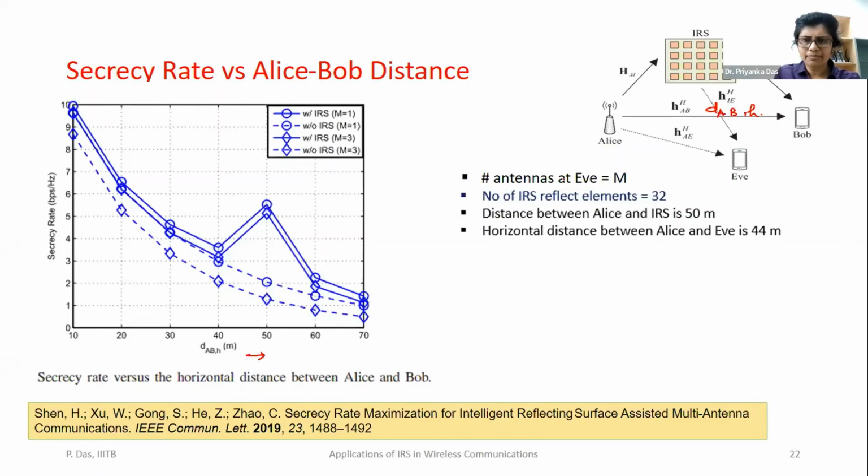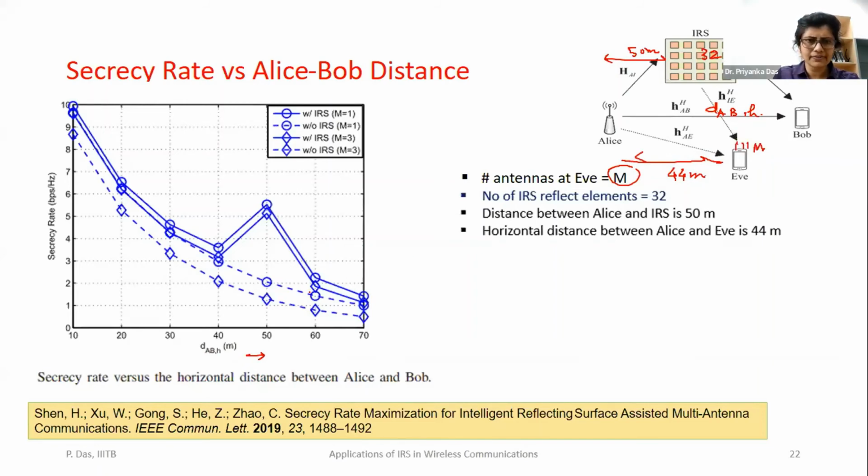Now, they have taken the number of antennas at Eve as M. Number of IRS elements is 32. Distance between Alice and IRS is 50 meters, and the horizontal distance between Alice and Bob is 44 meters. They are simulations, so you have to assume something to work with.